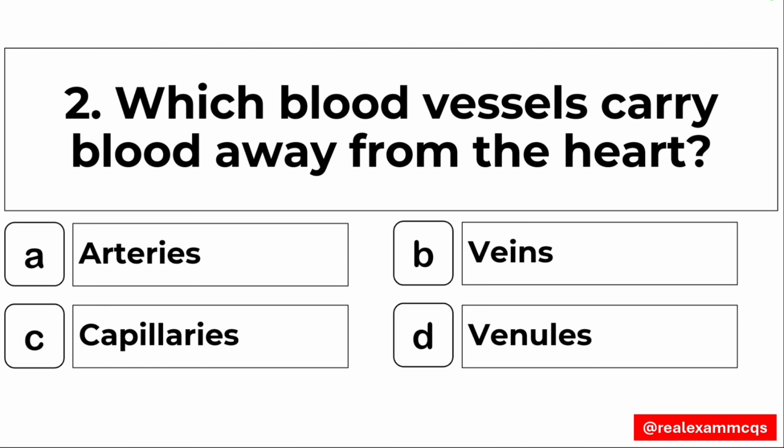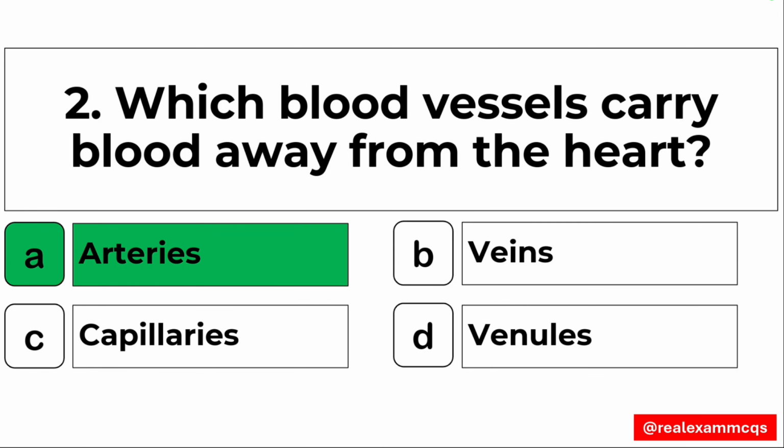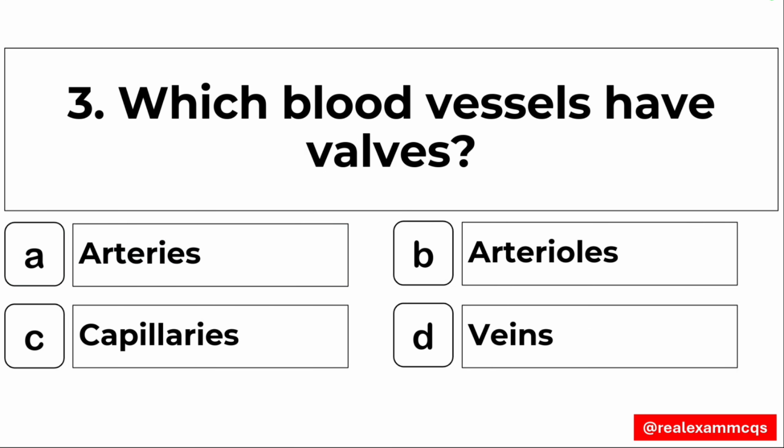Question number 2. Which blood vessels carry blood away from the heart? Option A is the right answer, the arteries. Question number 3. Which blood vessels have valves? Right answer, option D, veins.